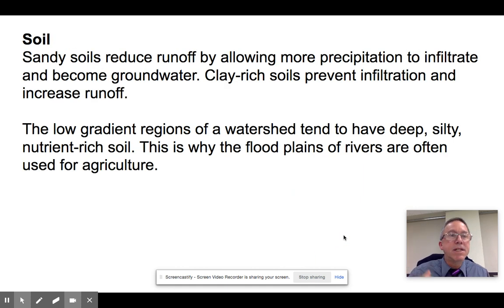Soil. So basically, sandy soils are less likely to have runoff because they have bigger pores, more permeability, so water can seep into it better, but they're also more easily eroded. Clay-rich soils prevent infiltration from happening, so there's not as much permeability, so water tends to flow across the land and into the drainages. Now, in low gradient regions, what we find is watersheds tend to have deep, silty, nutrient-rich soils. So basically, along slow-moving rivers, we have these floodplains where this silt is deposited, and it tends to make very great soil for agricultural purposes.